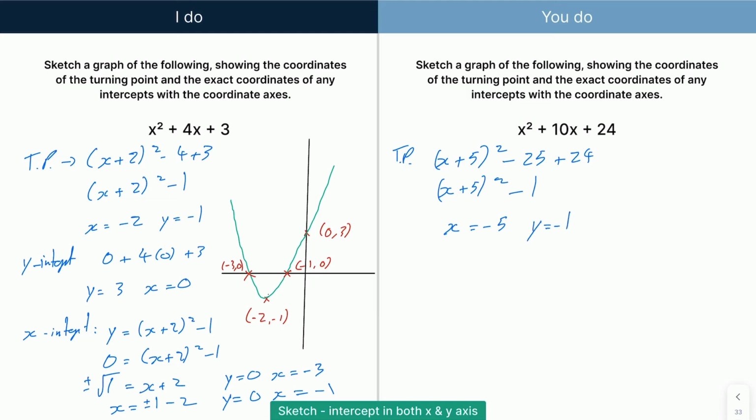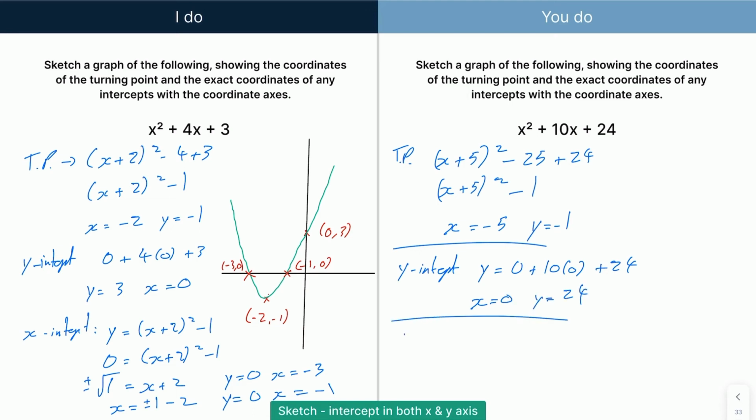You've got the turning point coordinates now, so we can see that's in the lower left quadrant, so that's going to cross the x-axis. And if I do the y-intercept, because it's nice and easy, all you have to do is make x 0, so that means y is 0 plus 10 times 0 plus 24, so I can see that when x is 0, y is 24.